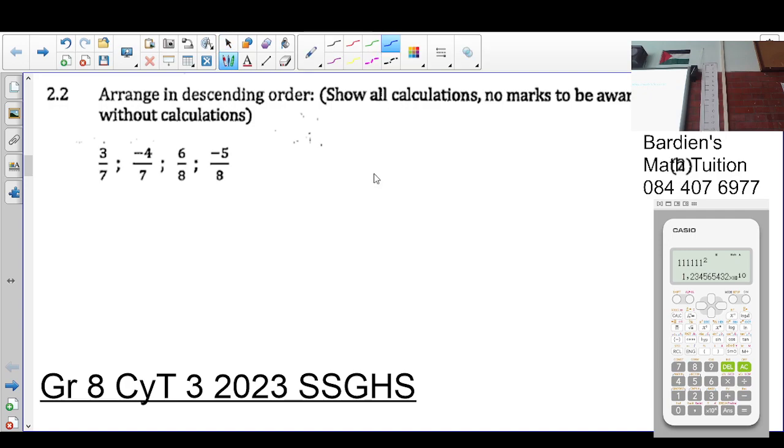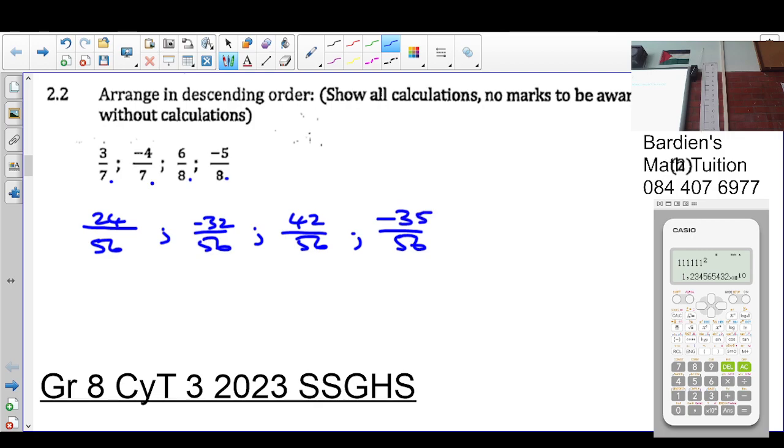So what's your LCM here? 56. So that must be times by 8, so it gives me 24. But 8 is negative 32. You multiply it by 7, so 7 times 6 is 42. Times by 7 is negative 35.